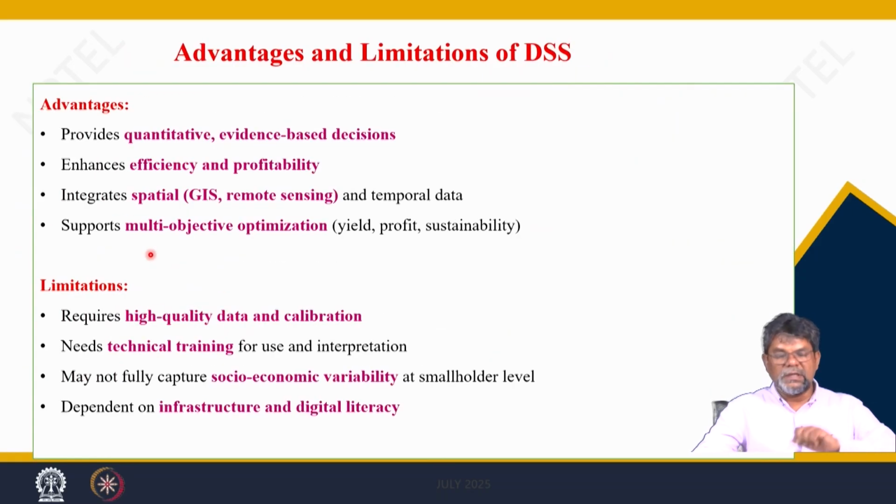So the advantage of this is that it provides a quantitative and evidence-based decision-making process and enhances efficiency. If you go for crop models, you go for the precise and specific use of inputs, which enhances efficiency and profitability. That is also interlinked with spatial models, GIS and remote sensing, which can give a yield variability map over different locations, and also how the yield varies as per the input management. We can have the crop yield map, and multi-objective optimization like yield and profit can be done through the model.